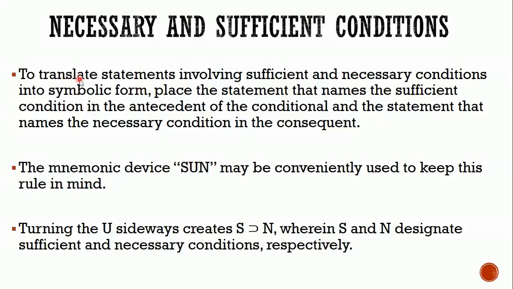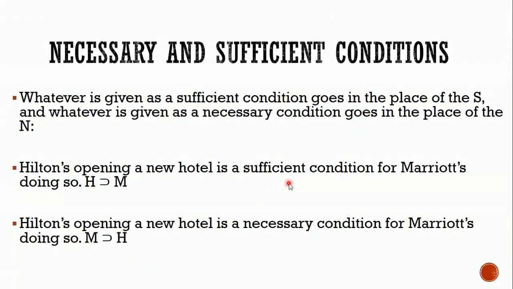All right, so here's a general rule. To translate statements involving sufficient and necessary conditions into symbolic form, place the statement that names a sufficient condition in the antecedent, this spot, and the statement that names the necessary condition in the consequent. Antecedent, consequent. There you have it.